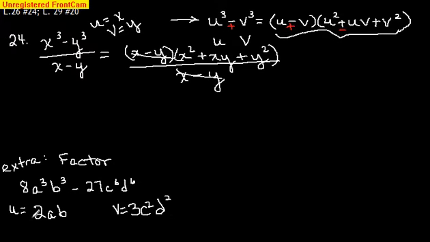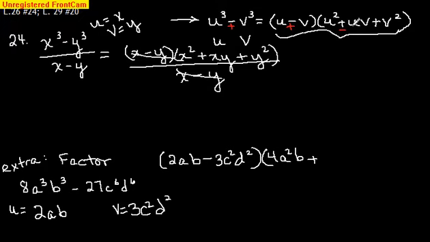So now, once you identify your u and your v, you're just going to put it into your formula up here. So you get u, and that would be 2ab, minus v, here's our v, and that would be 3c squared d squared. Then if you look at our formula, it's u squared. So you go to your u, and you square it. So you get 4a squared b squared, and then we plus, according to the formula right here.